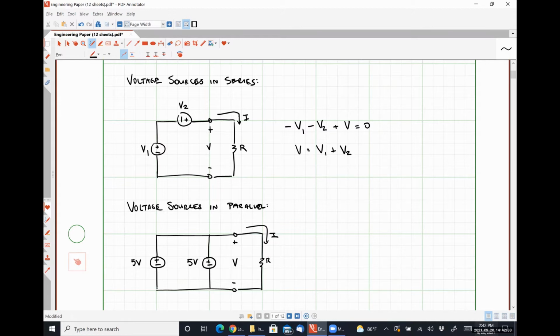5 volts. Does it matter at all that there are 2 of them? No, not even a little bit. So whenever we have voltage sources that are in parallel and they have the exact same voltage, we could replace them with a single voltage source and the circuit would be absolutely identical. Okay.